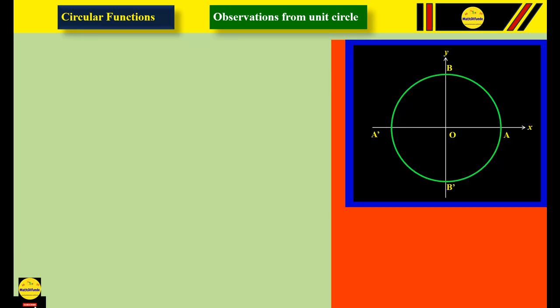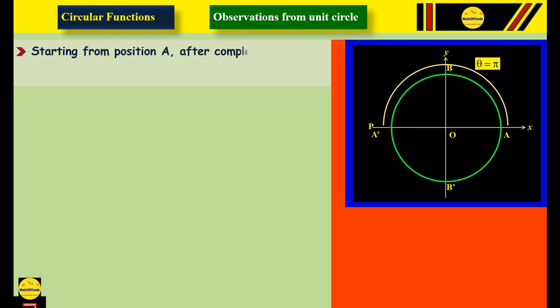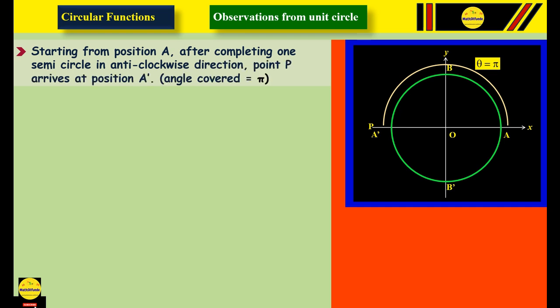After studying angles attached to positions A and B, now position A dash's turn has come. Now we have to see what is the angle attached to position A dash. For that, what will we do? We will allow point P to start from position A, move in the anti-clockwise direction and arrive at A dash. How does it do that? By completing one semicircle. So when point P starting from position A moves in anti-clockwise direction, and if it completes one semicircle, the corresponding angle covered is pi radians.